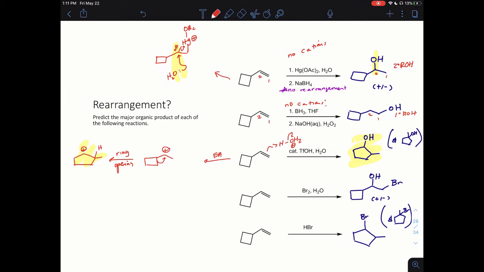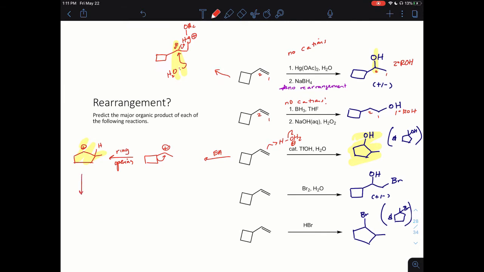Or it could keep rearranging. Oh my goodness gracious, you could keep rearranging. Hydride could shift to make a tertiary cation, so this hydride could shift. And then if that happens and this gets trapped by water, then you get the other constitutional isomer that I have drawn here. And again, this would be a racemic mixture of diastereomers. And then the other, its constitutional isomer, is achiral.